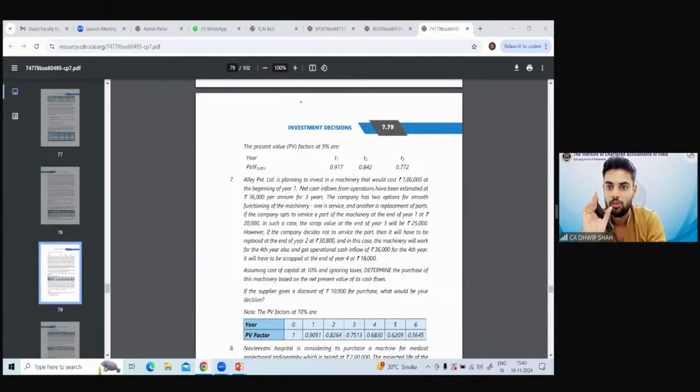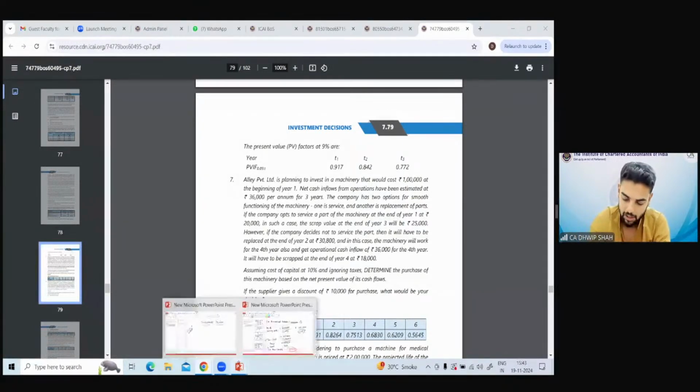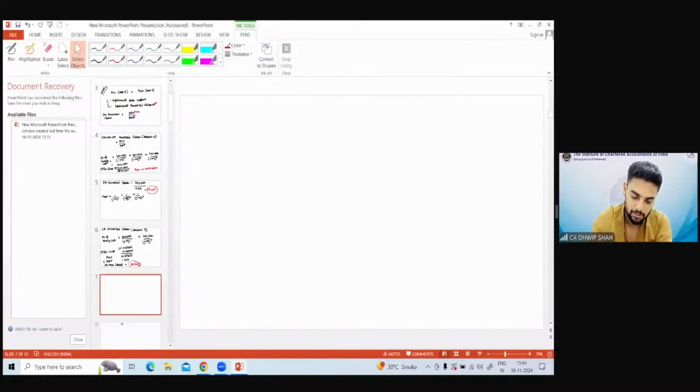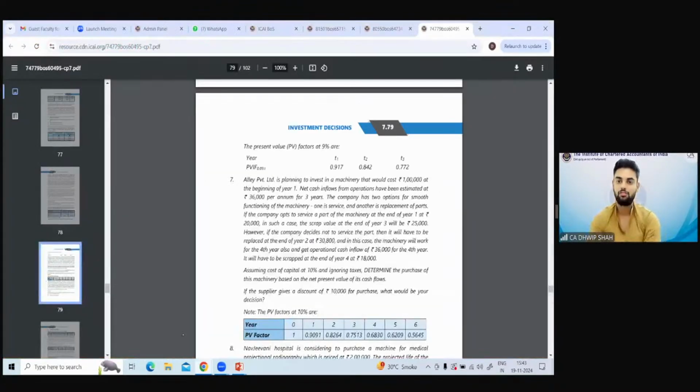So you don't need to discount this cash outflow because it is at the start. Net cash inflows from operations have been estimated at 36,000 per annum for 3 years. So my cash inflows are 36,000 for 3 years. Now the company has two options for smooth functioning of the machinery. One option is servicing and the other is replacement of parts. Either it can service the machine, or replace the parts that are crucial for its functioning.